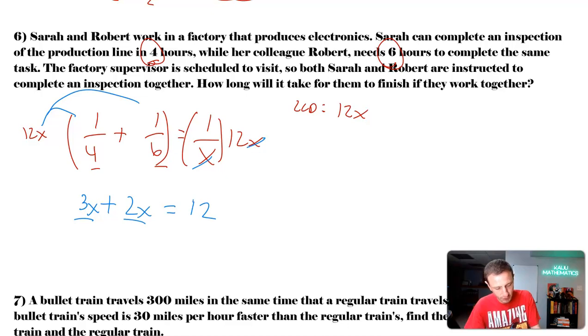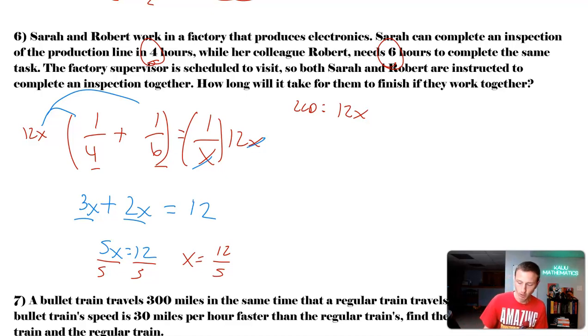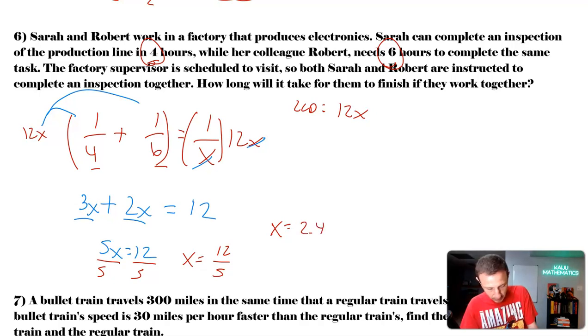So 3x plus 2x is 5x, equal to 12. Divide by 5. X equals 12 over 5. So how long will it take them to complete the task? 12 over 5 hours. If that doesn't make sense to you, like how long is 12 over 5 hours? I would convert that to a decimal, so that means together it will take them 2.4 hours to work together.